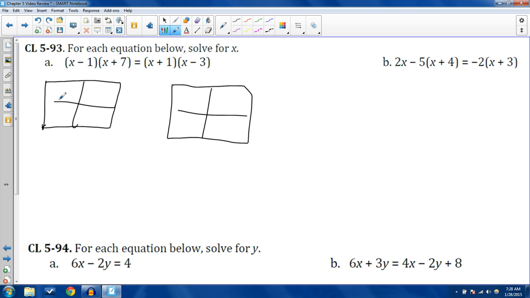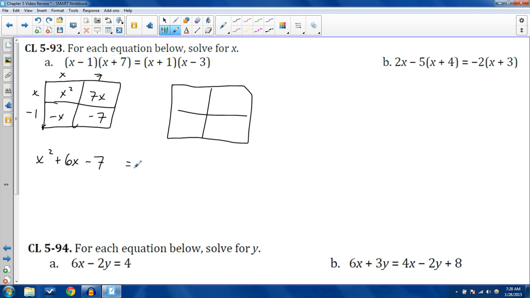Because your first step in solving these equations is simplifying your equations. We need to expand these, combine like terms, all that good jazz. So I have x, negative 1, and sorry for the sloppy boxes, x and 7. X times x is x squared. X times negative 1 is negative 1x. X times 7 is 7x. 7 times negative 1 is negative 7. So this final result is x squared plus 6x, that's 7x minus x, minus 7.